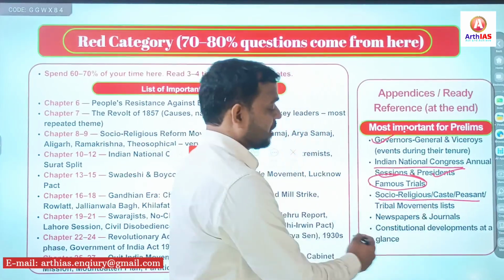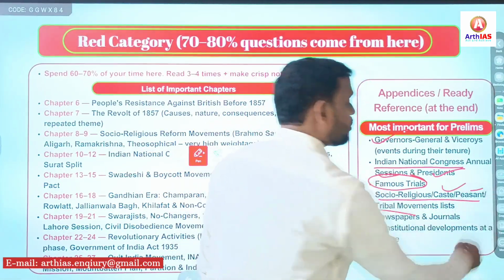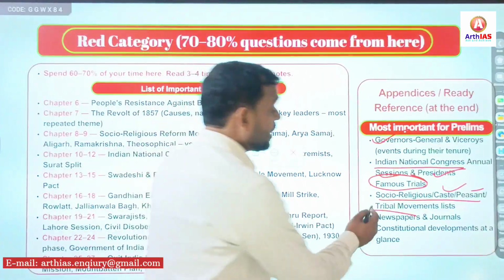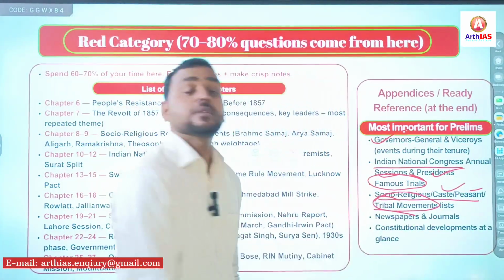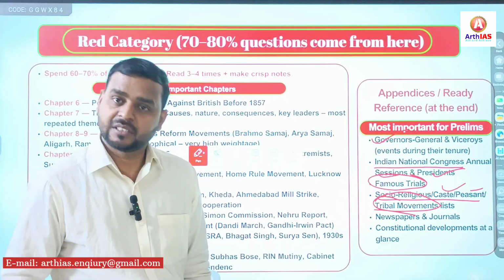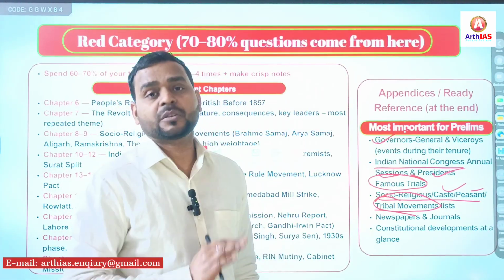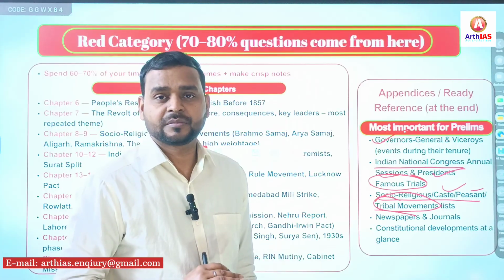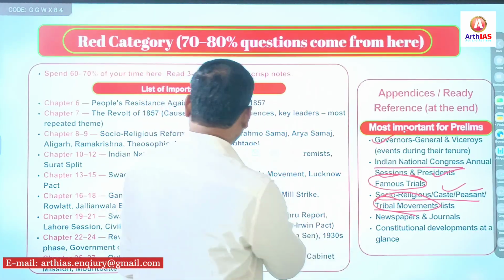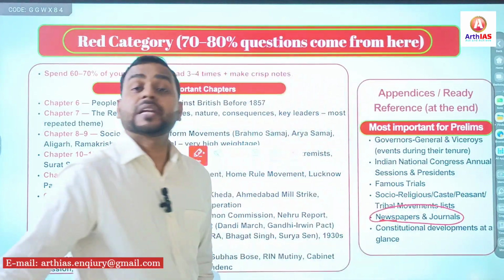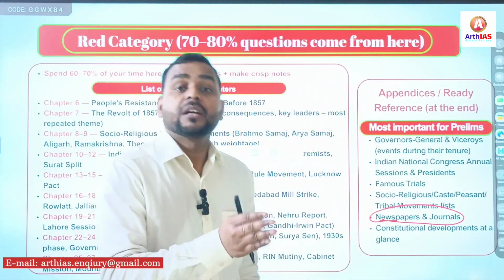Socio-religious movements, right? Tribal movements, caste or peasant movements, these movements are very important, right? Again, focus also on tribal movements, whether in the eastern part of India, southern, western or central part of India. Lastly, newspapers and journals are also very important, especially, right?